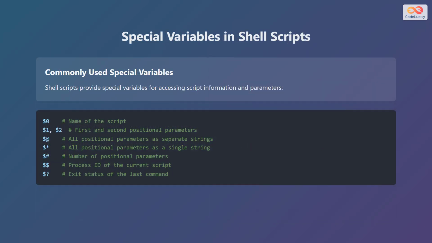Shell scripts provide special variables that allow you to access script information and parameters. The special variable $0 represents the name of the script. $1, $2, and so on represent the first and second positional parameters passed to the script. $@ represents all positional parameters as separate strings. $* represents all positional parameters as a single string. $# represents the number of positional parameters. $$ represents the process ID of the current script, and $? represents the exit status of the last command.